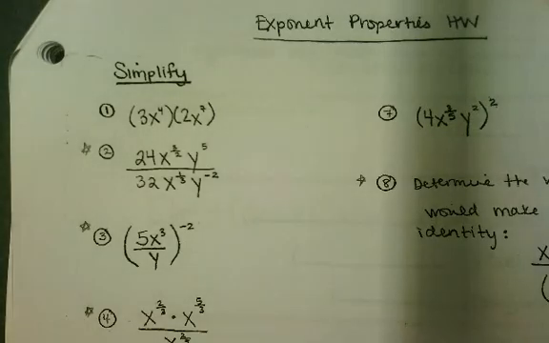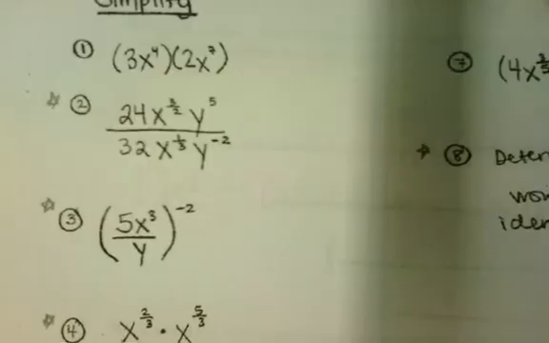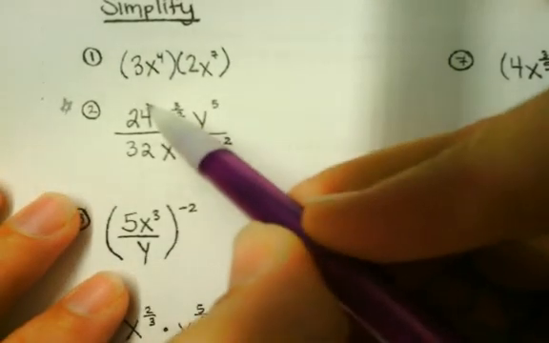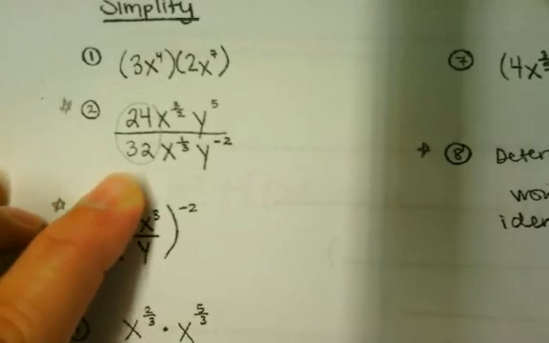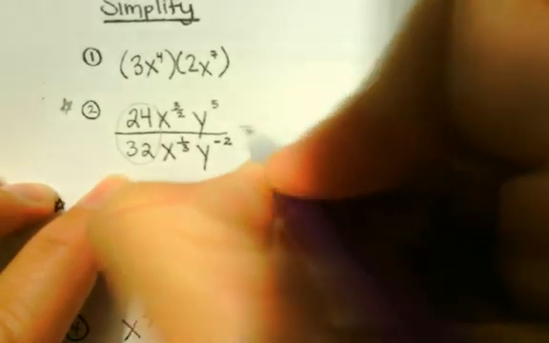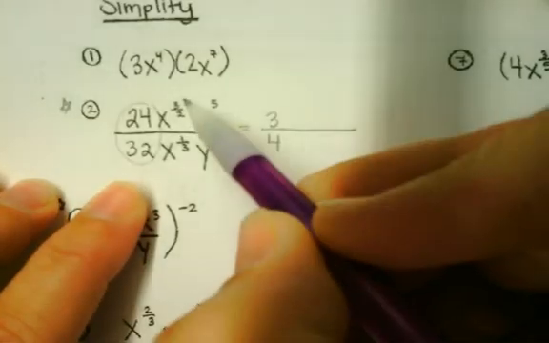Okay, so 2, 3, 4, and 6, 2, 3, 4, 8, and 16 on the back. In number 2, it's just a classic division problem to start. 24 divided by 32 gets reduced. Those are both divisible by 8, so we get 3 over 4 for that part.